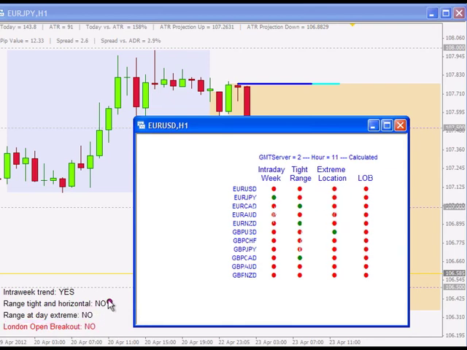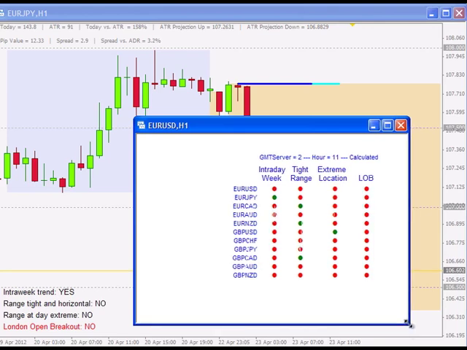And since at least one of these values is set to no, the London Open Breakout as a whole is also no, okay? Which again prints a red dot at the scanner window. Okay, so basically what I'm trying to get down to is that you get exactly the same information, but in a much more comfortable format.